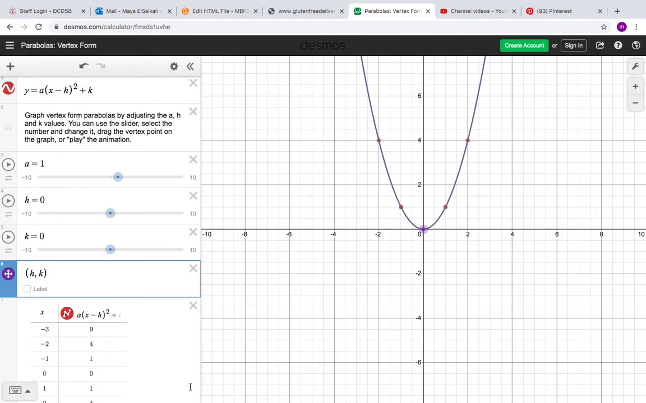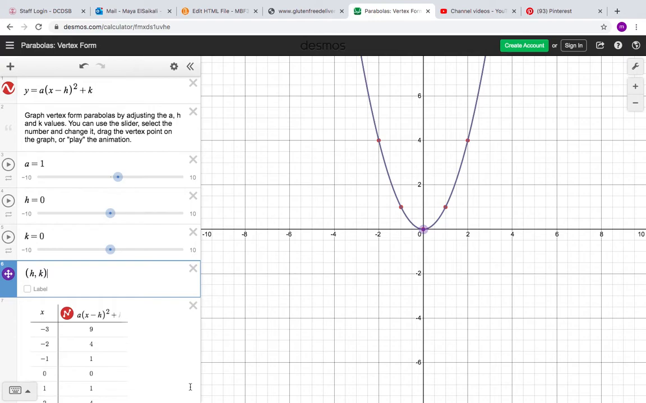We looked at h, which is inside the bracket with the x. If h is 1, 2, 3, 4, any positive number, we had a horizontal translation to the right. And if it was negative, we had a horizontal translation to the left. So it caused the horizontal translation and it affected the x value of the vertex. Now we're going to look at the k factor.